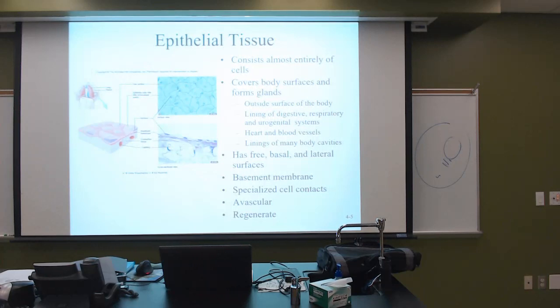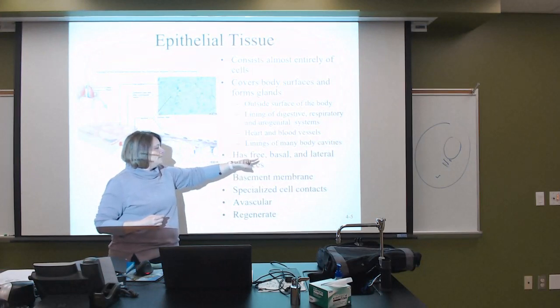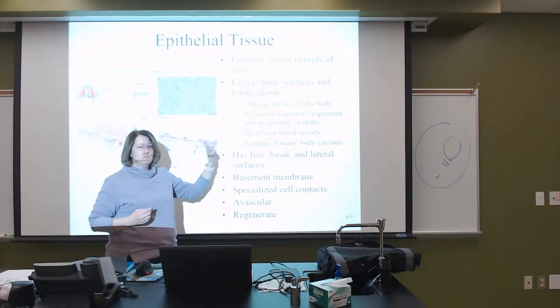We're going to find this in the heart and the blood vessels. Did you guys pick up on how she was talking about the aorta having that little bit of epithelial, okay? And then lining of body cavities, i.e. abdominal cavity, thoracic cavity, okay? Their structure, free, basal, and lateral surfaces.